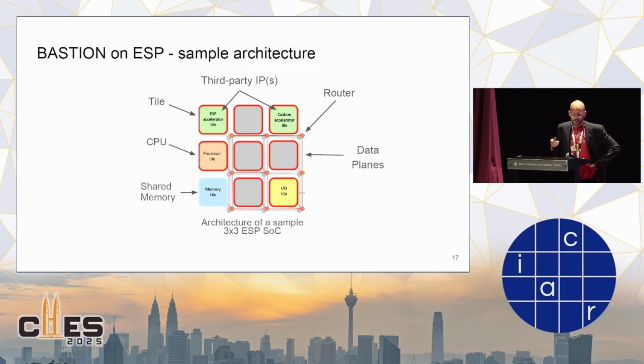All right, so let's dip a little bit into the architecture of Bastion. First of all, just the architecture of ESP. This is a 3x3 network on chip design. We have 9 tiles, each of which includes 1 or multiple IPs. We have 2 different accelerators that we consider third-party IP in this representation, and 1 CPU tile, 1 shared memory tile, and an IO tile.